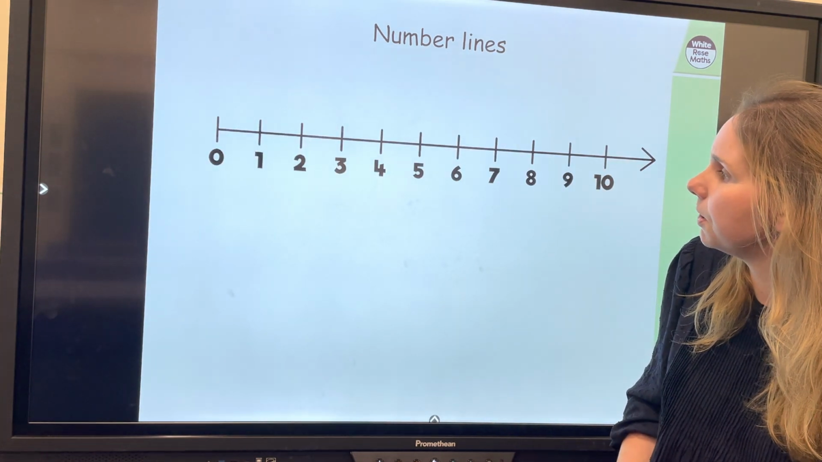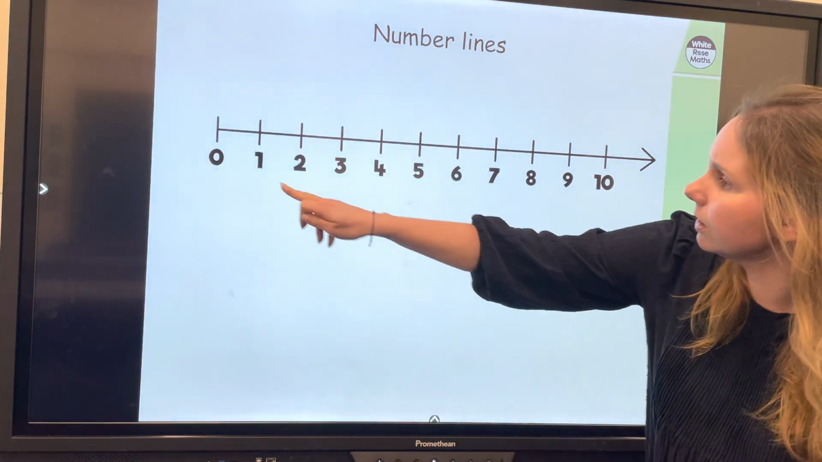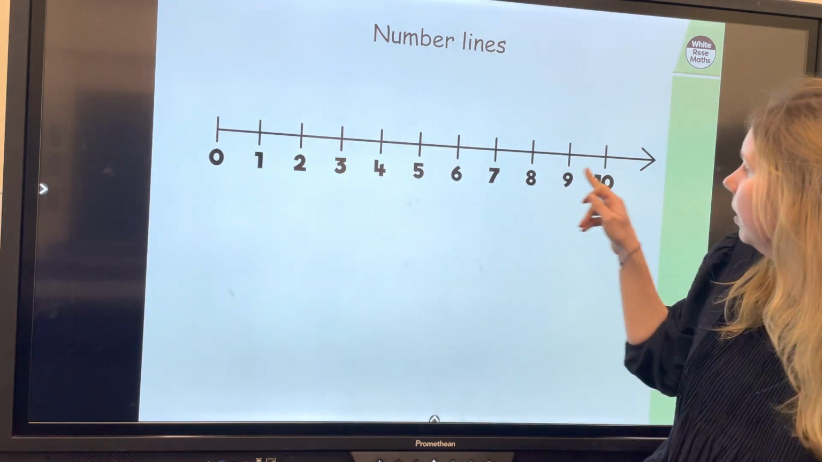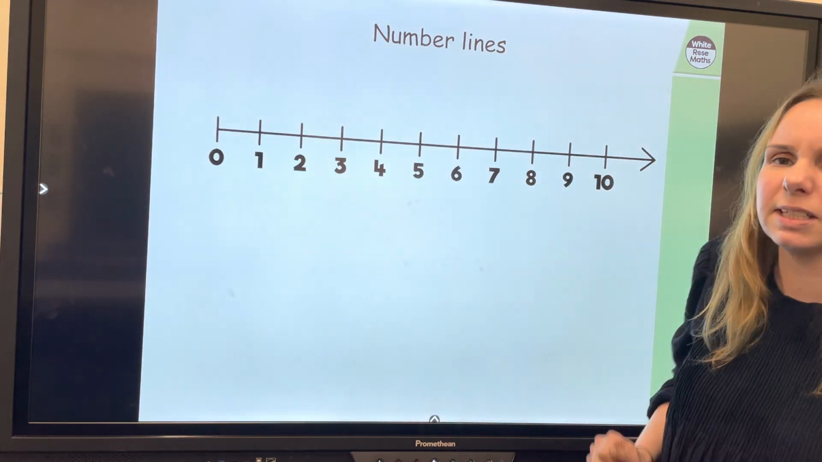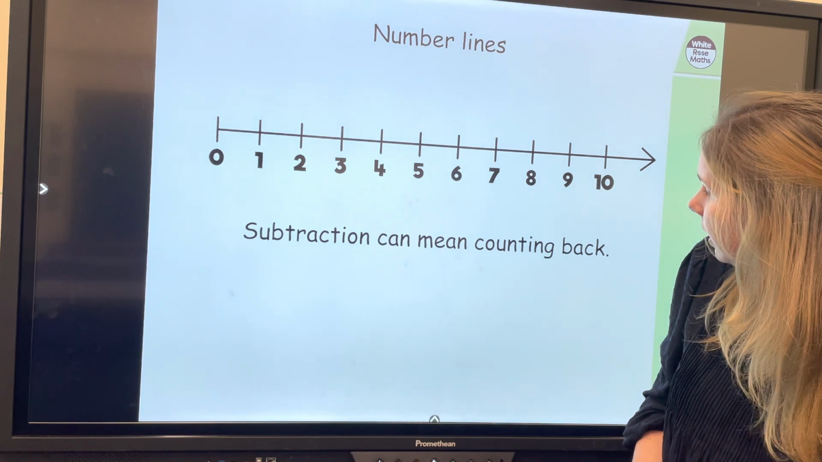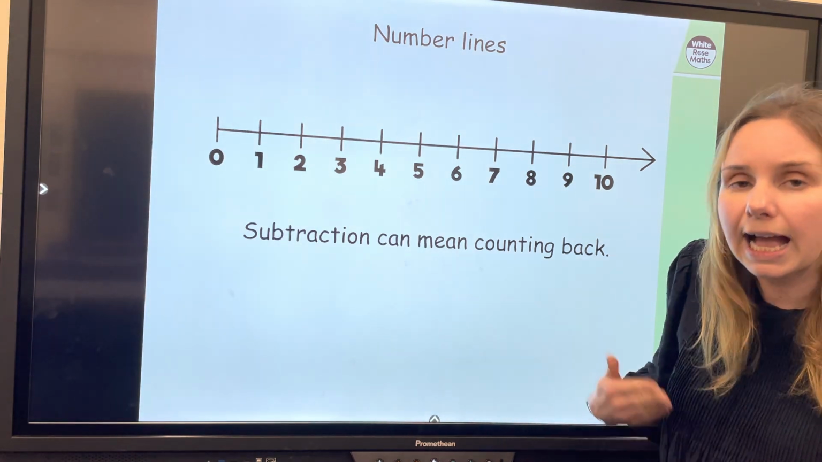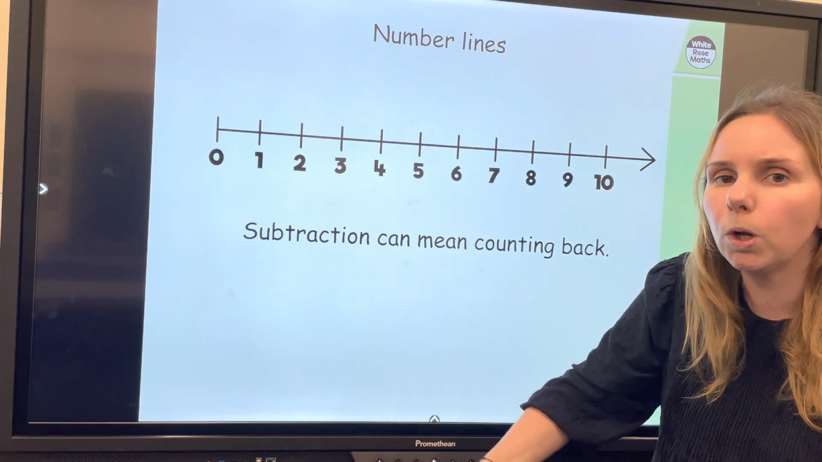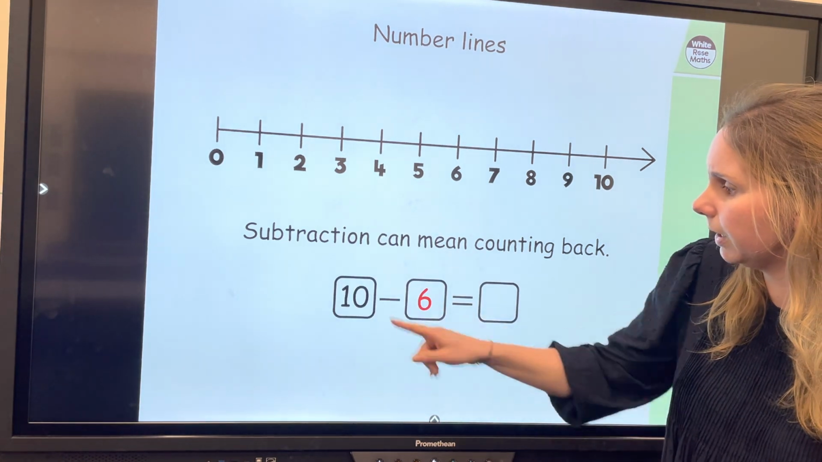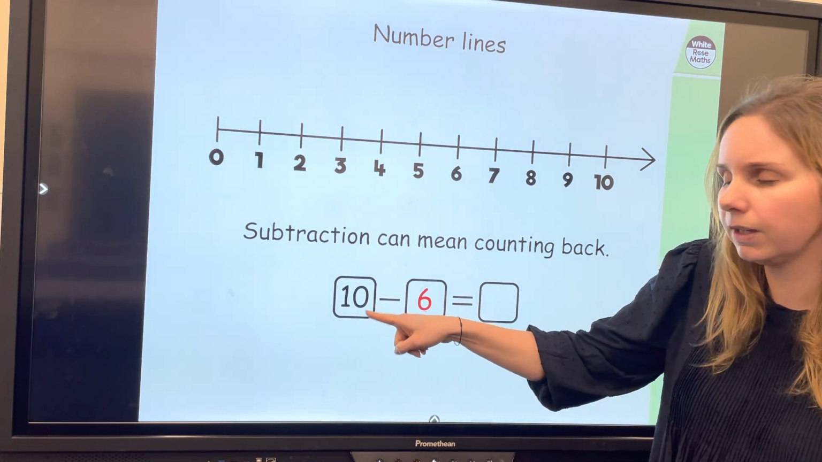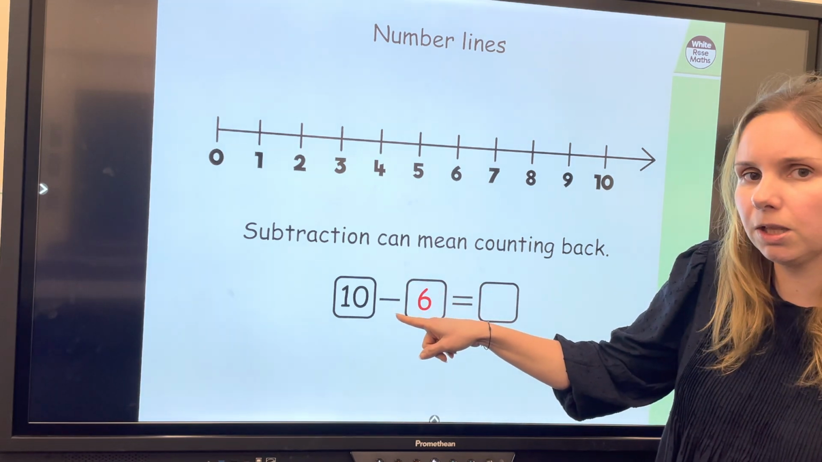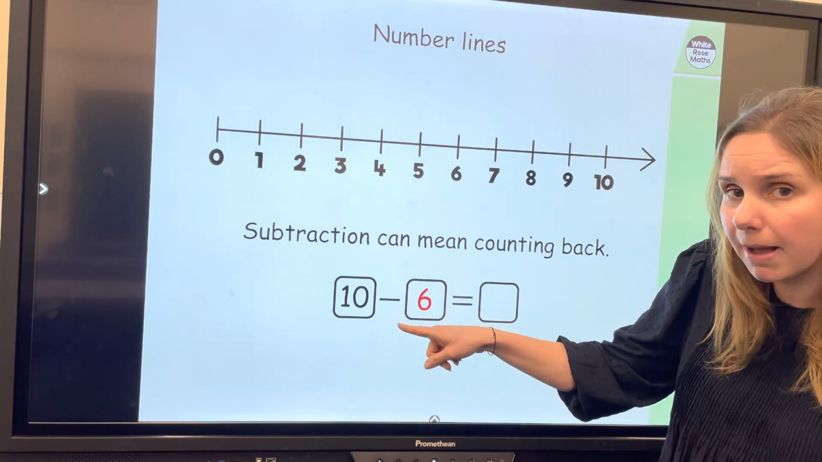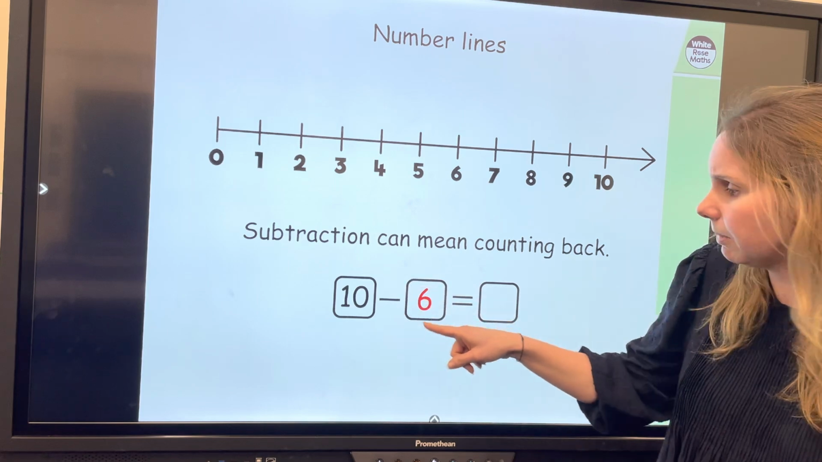Let's have a look at this number line here. So here we've got a number line from 0 going to 10. That arrow tells us that it will keep going. So subtraction means that we're counting back. The number is going to get less. It's going to be smaller than the number we started with. What number have we got here? 10. What is that symbol? Subtract, take away, minus, all mean the same thing.